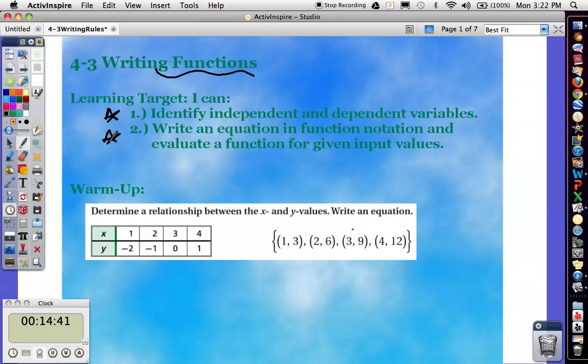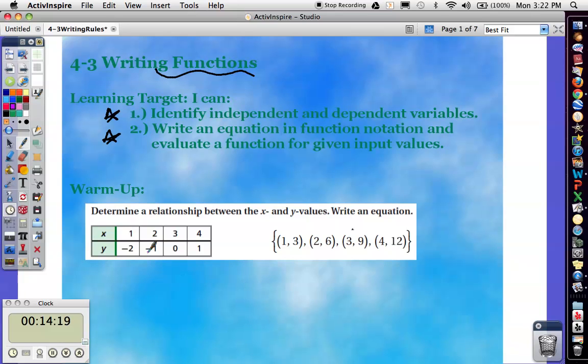You should feel pretty comfortable with these, so you've probably done this before, most of you. Determine a relationship between the x and y values and write an equation to represent that. So what am I doing to x to get y? What's the relationship between this number and this number, this number and this number? Take a minute to complete those 2 warm-ups and pause the video, and then we'll get started.